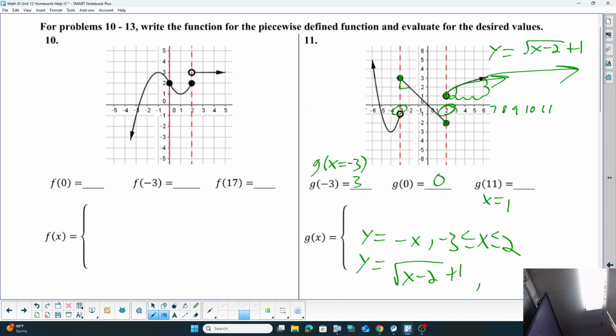And then the boundaries are, oh, it's an open hole. So that means it's not going to be equal to. So we're going to go all numbers x to the right, which is greater. So we want all numbers that are greater than, what x value? 2. So all numbers greater than 2, not equal to, because it's open hole.